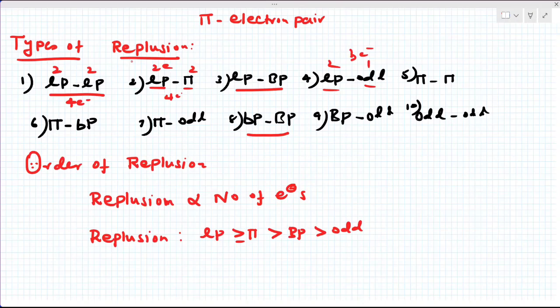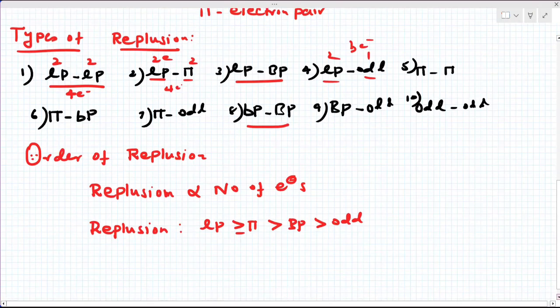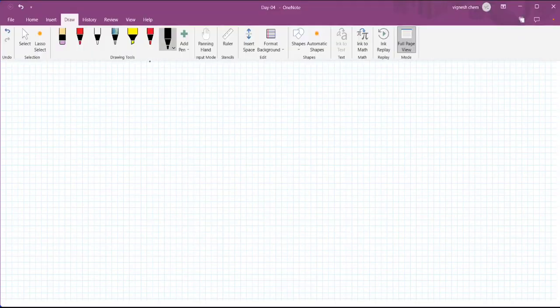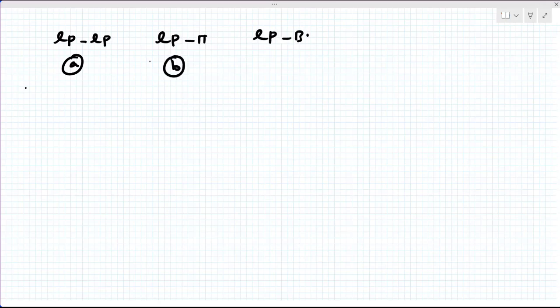Now I take any 4 or 5 molecules and arrange the repulsion order. You can find it simply. First, this is A, lone pair-lone pair repulsion. Then lone pair-pi bond repulsion, then lone pair-bond pair repulsion, then bond pair repulsion, then lone pair-odd electron repulsion.